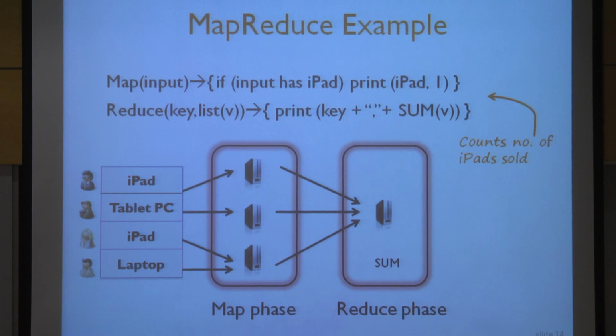Then these partial outputs are all assembled in the reducer, which computes the sum of them and produces the total number of iPads sold. Okay, really very basic kind of paradigm. So what we'll try to do is build privacy-preserving computation using that as the underlying medium.